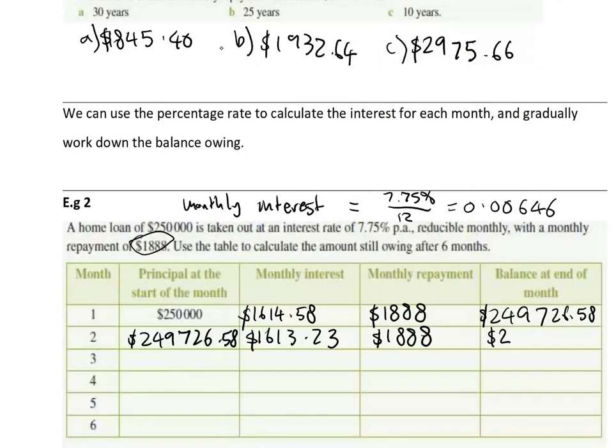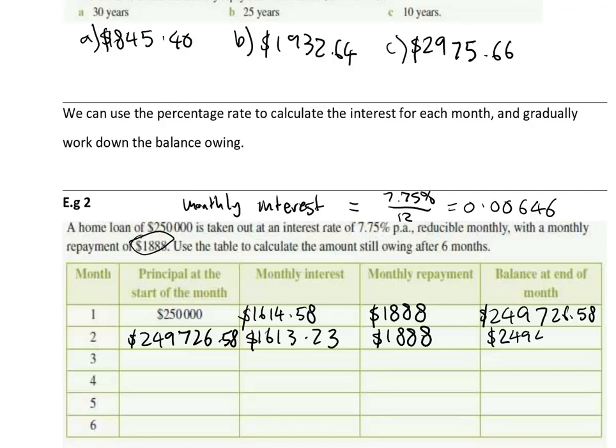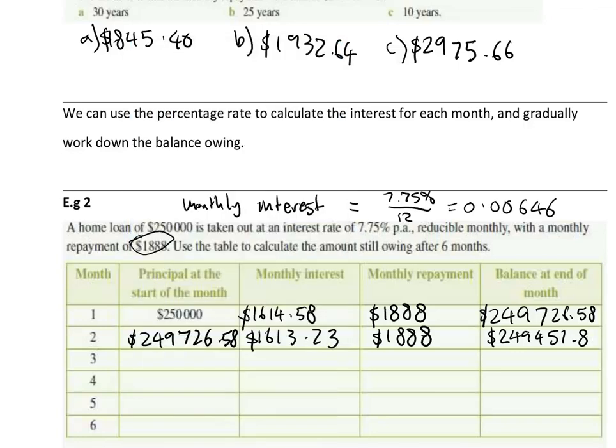So it's going to be 49451 and 81 cents. Did I get that right? 81 cents, sorry. Okay, and you can see how we would continue going by each month. So you can complete that table. Always start the month with where you ended up, calculate the interest, and take away your monthly repayment to get what you have at the end of the month.